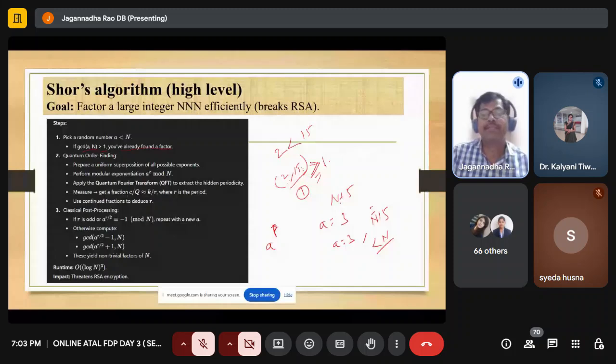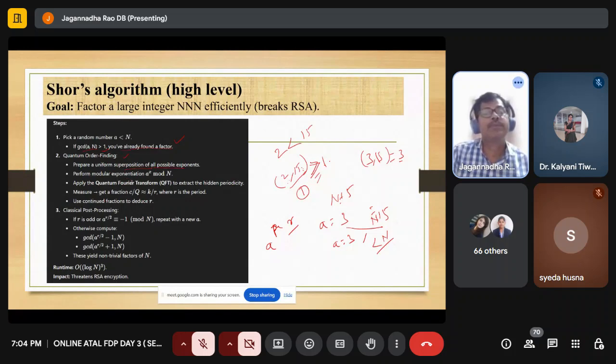Now go to the algorithm. In the algorithm, what is the first step? You calculate the GCD of a and n. For 3 and 15, the GCD is 3. So once you get it, you have already found a factor. If the GCD is greater than 1, meaning other than 1, then you already have one factor. Otherwise, quantum order finding: prepare a uniform superposition of all possible exponents.